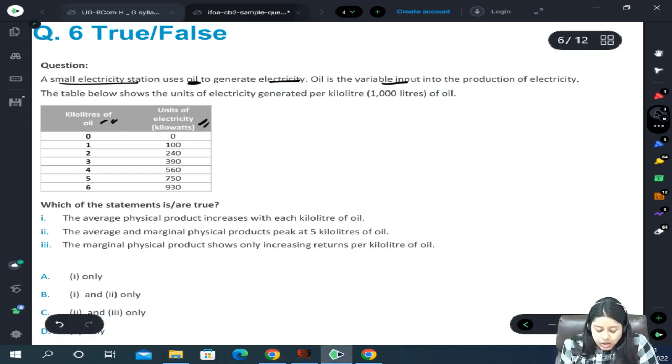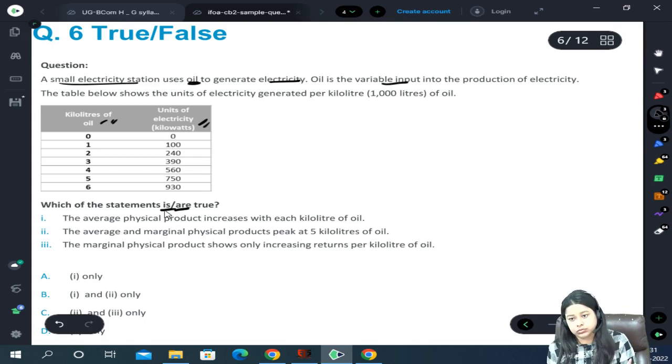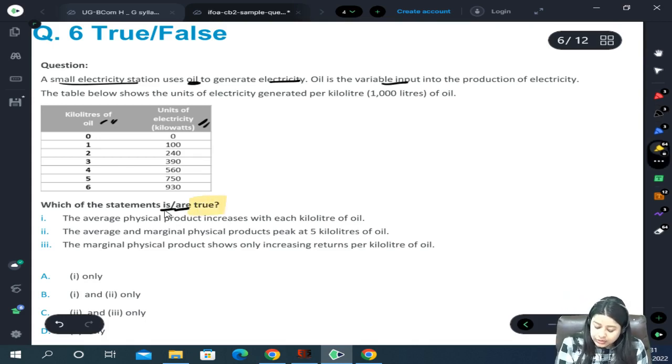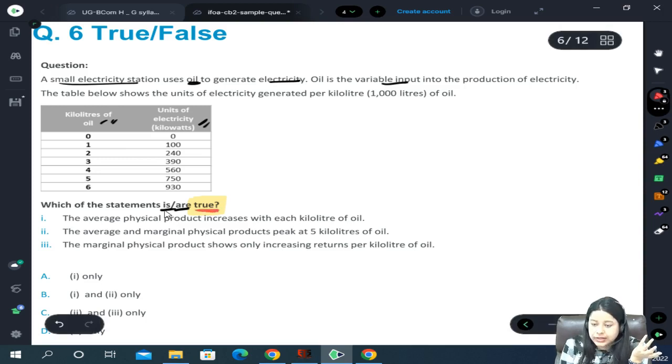Okay. The table below shows the unit of electricity generated per kiloliter of oil. Clear? Which of the following statements is true, or are true? So you have to find true. Remember what used to happen with me in true-false sums: if it is false, we used to take true. We forget, so it's very important to read that they are talking about true. Always try to focus on this; it might be false as well, so don't make that mistake.